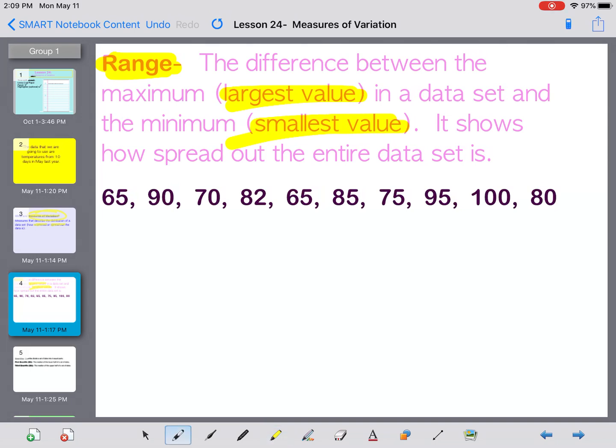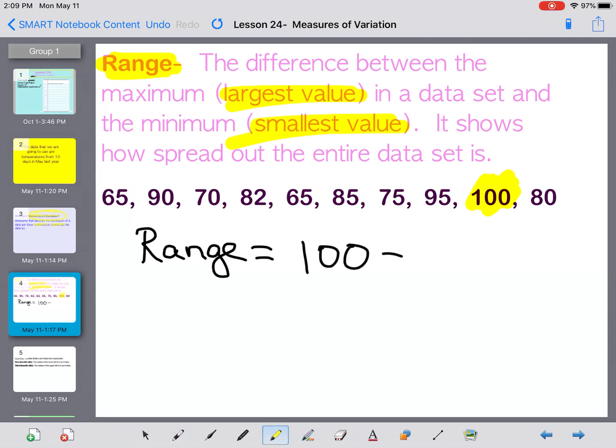So if we were going to figure out the range of this data, I'm going to write that. Our range, what we would do is find our greatest value, and our greatest value, I think, is 100. So we would take 100 minus, did anybody catch what your smallest value was? If you said 65, you're absolutely correct. And 100 minus 65 is 35.